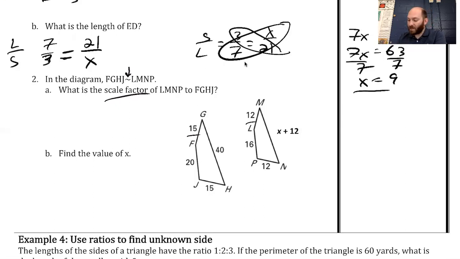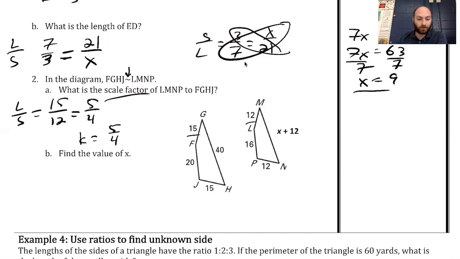Okay, so I'll do it large over small. That's going to be 15 over 12. Divide everything by 3, I get 5 and 4. So that's my k, 5 over 4.